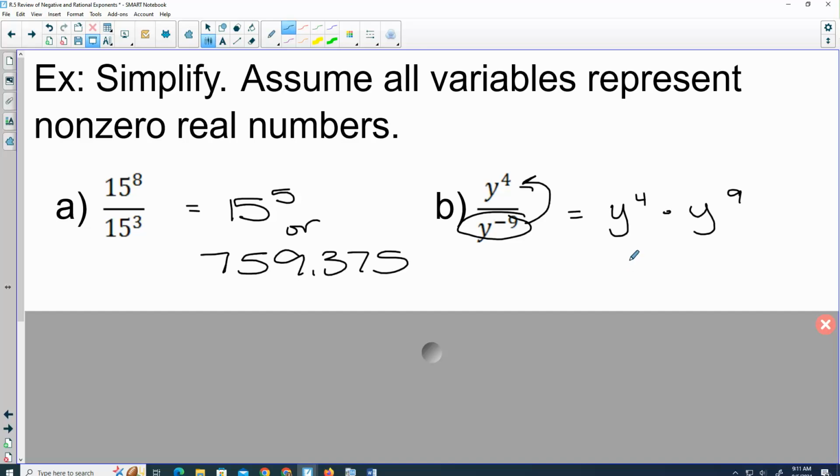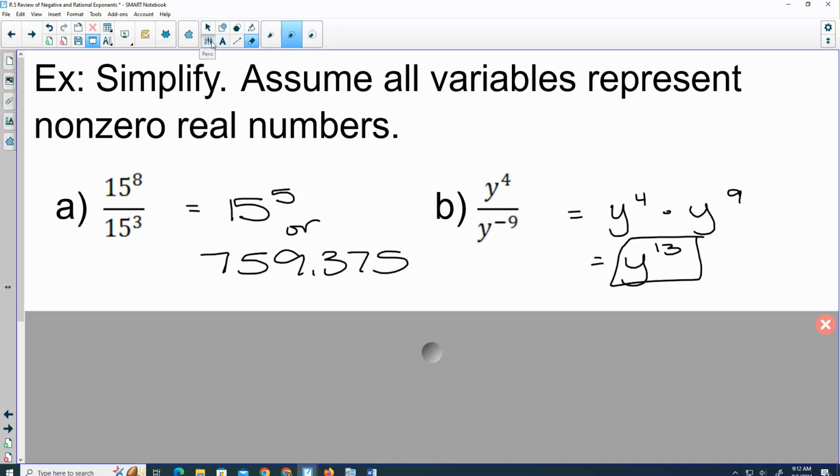Then, if you're multiplying and the y is written each time, what do you do with your exponents? Add them together, y to the 13th. Could you just do 4 minus negative 9? Yes, you could. The other option: these were dividing, and we've said before, if you're dividing, you subtract exponents. So 4 minus negative 9 also is y to the 13th. So both ways work.